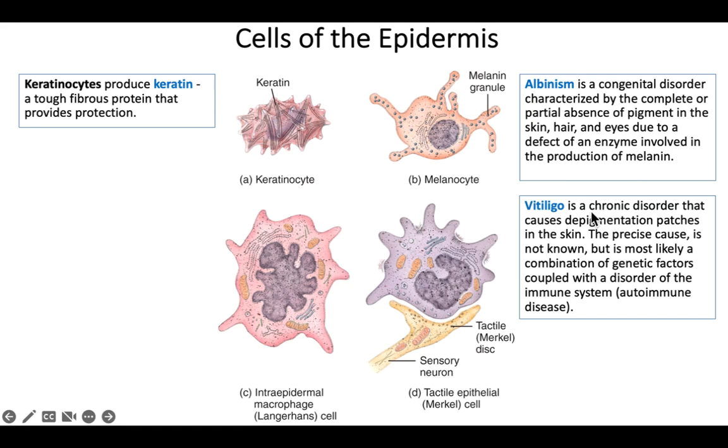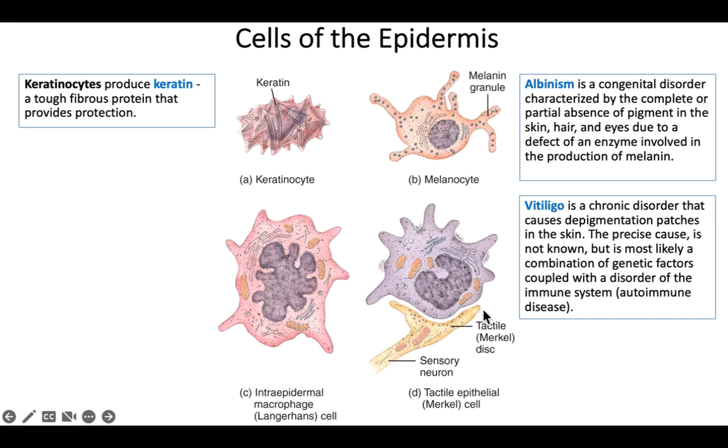Vitiligo is chronic, meaning it occurs over a period of time. It's a depigmentation, so there was pigmentation, but then it was lost. Major cause unknown. There are some genetic factors, but vitiligo occurs in patches throughout the skin, and then those patches can get bigger. They believe it's an autoimmune disease where the immune system is actually destroying some of these melanocytes. So now you don't have the melanocytes in those patches of skin.